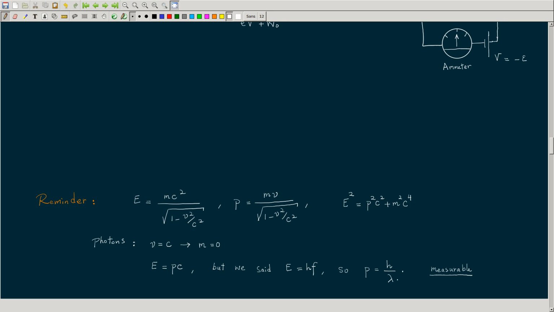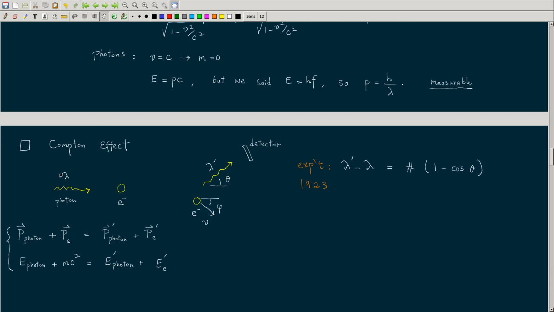We could have actually assumed that the momentum is this, but you can derive it using this formula we talked about. So the momentum for a photon, just remember, is h over lambda. So you have a similar formula for momentum and energy of a photon. So let's get to the Compton effect.